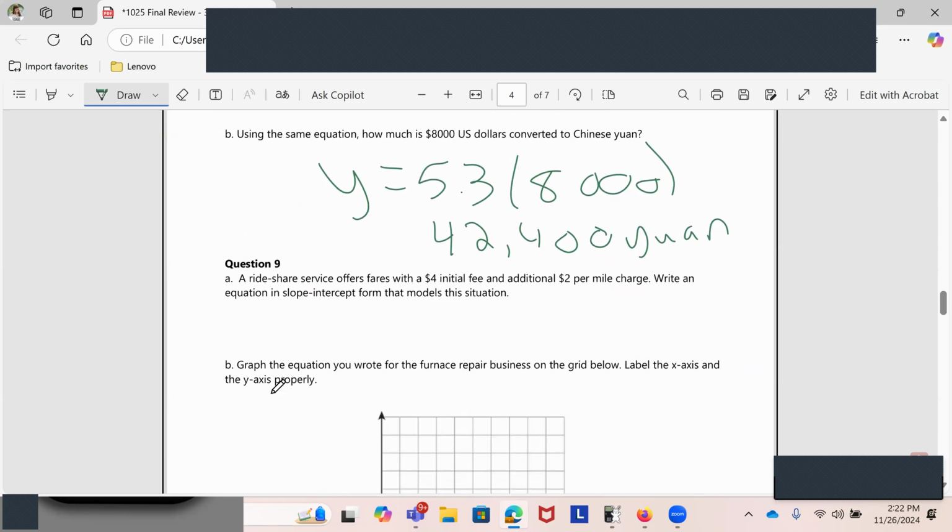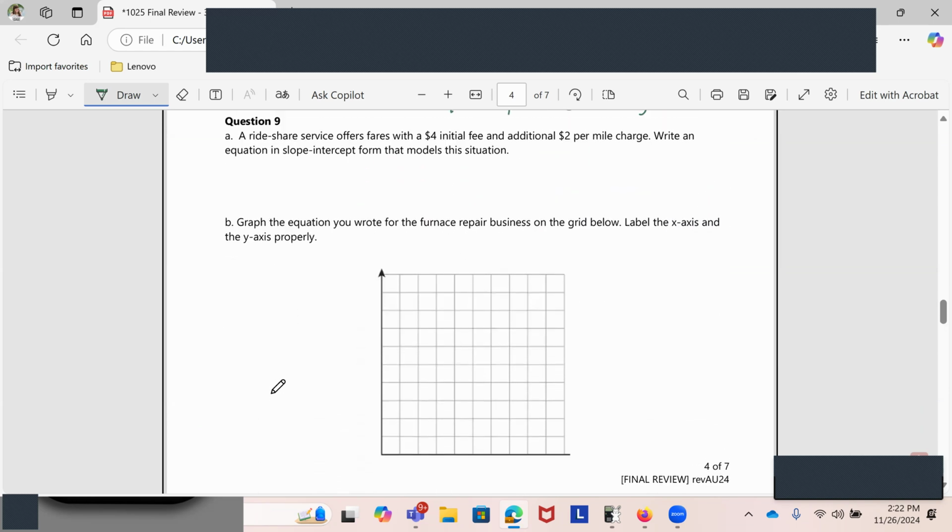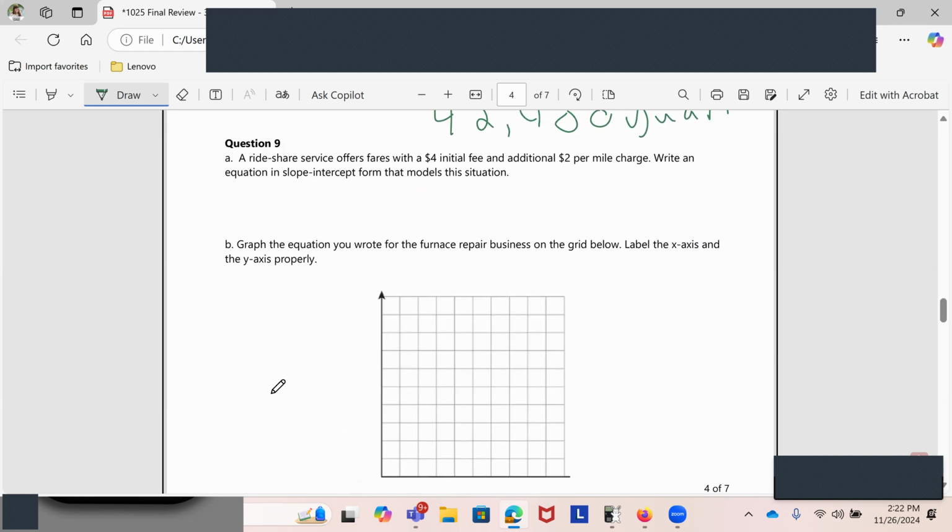All right, so 9 has us actually doing some graphing. Cool. 9 says a rideshare service offers fares with a $4 initial fee and then an additional $2 per mile charge. Write an equation in slope-intercept form. So basically, the hardest part about this one is figuring out what the M is and what the B is.